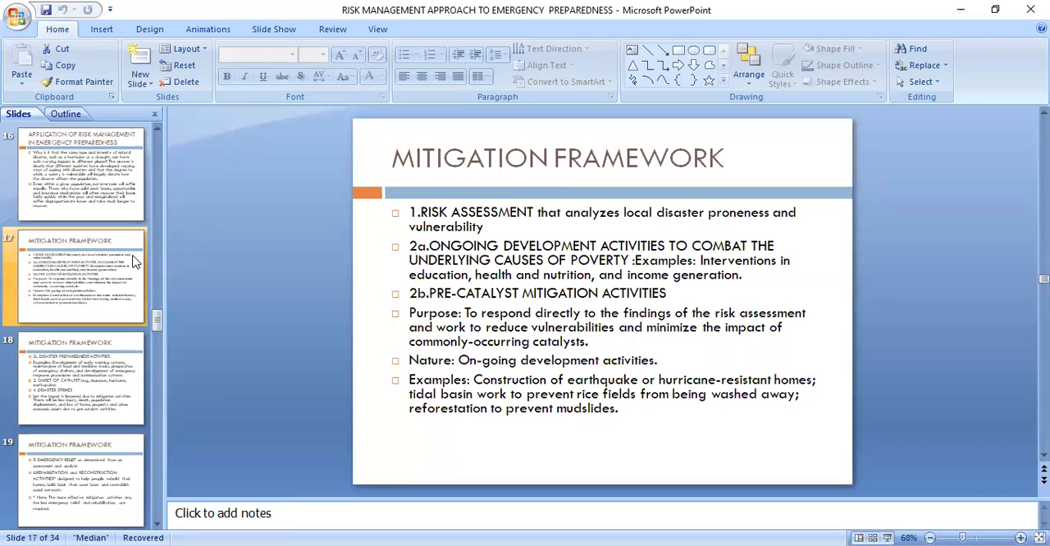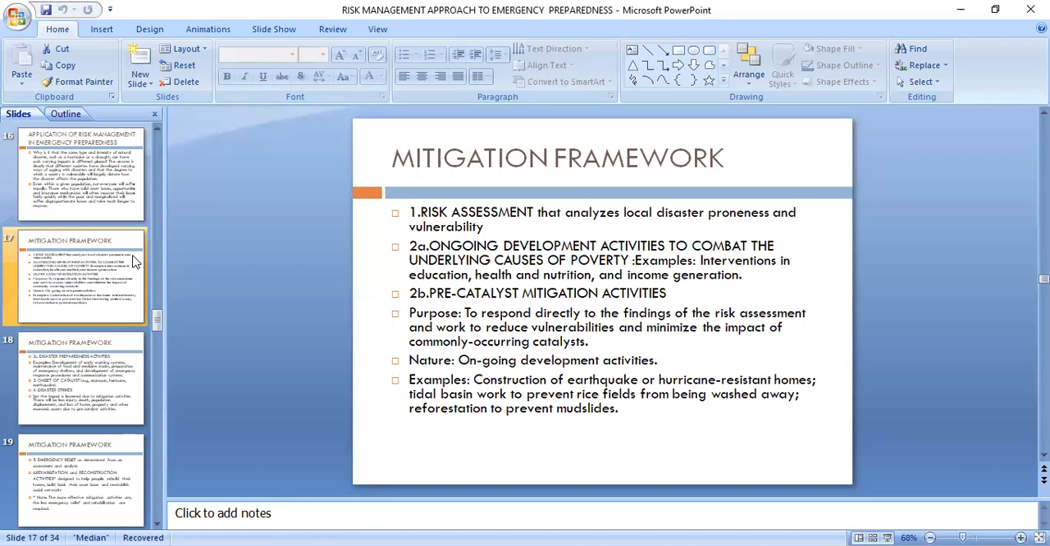So let's look at the mitigation framework. We start with risk assessment. Even before the disaster strikes, like I said, you need to do a risk assessment to know your local disaster profile and what your vulnerabilities are. Your vulnerabilities are internal weaknesses that can make a situation worse. The local disaster profile, you may not have control over. It could be geographical, right? Maybe in that area there's always a tsunami, in that area there are always storms and things like that. So you need to identify the risks that the community is exposed to.